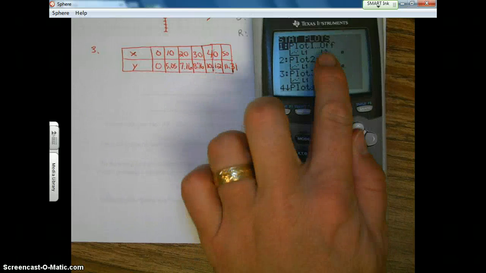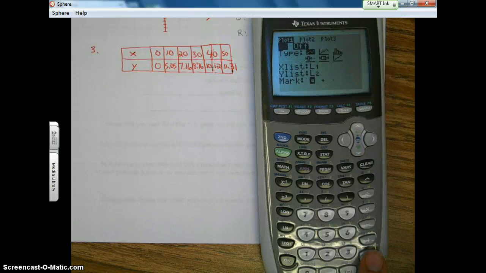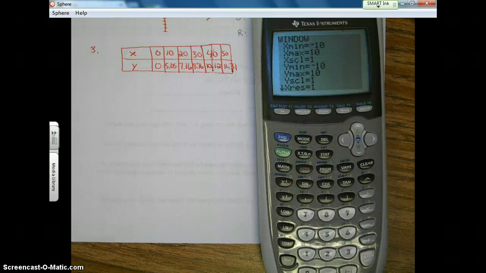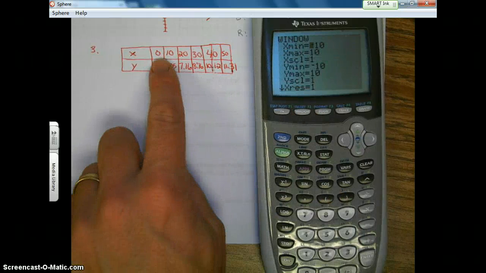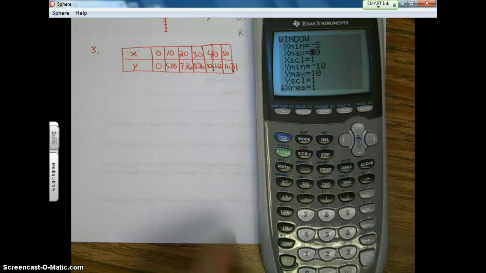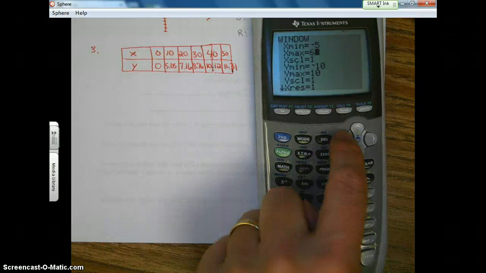Okay, it's off. Our stat plot is off, so we're going to turn it on. So you're going to press enter, enter. Now we're going to set up our window, so we're going to go to window. Our x minimum is 0. I'm going to go a little bit smaller than that. Our x maximum is 50. I'm going to go a little bit bigger than that. Let's go 55.